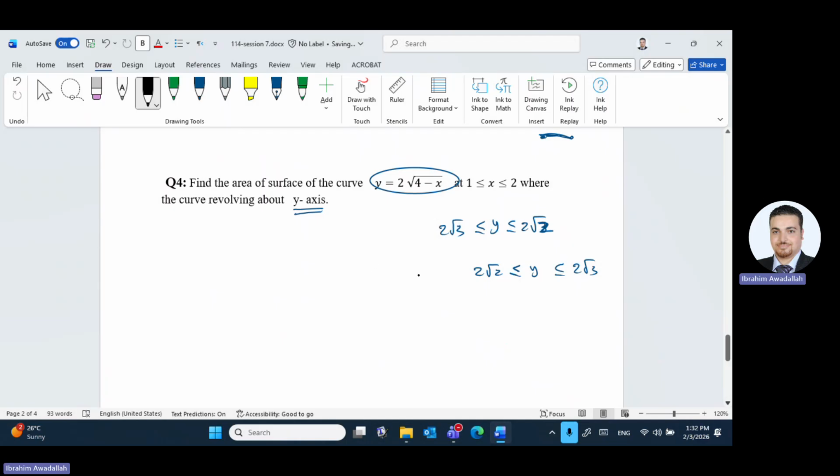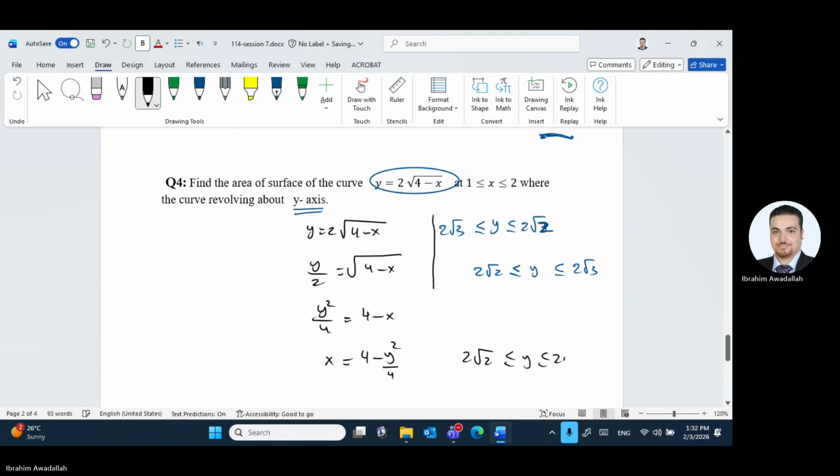Okay, this will be here, maybe. y equal to the root of 4 minus x. y over 2 equal the root of 4 minus x. y squared over 4 equal 4 minus x. x equal, I put here, 4 minus y squared over 4, with y from 2 root of 2 to 2 root of 3. Now we have a function that can be revolved about the y-axis.